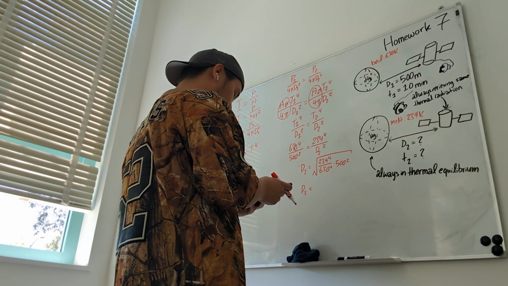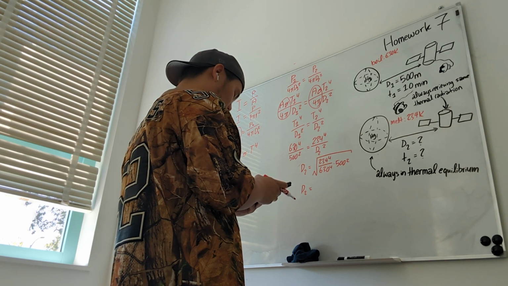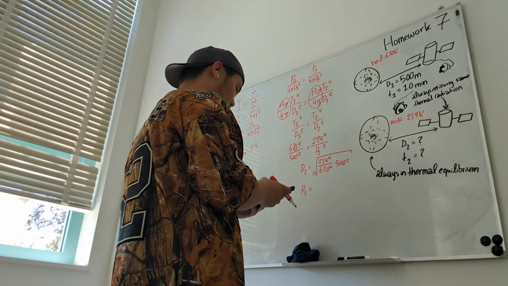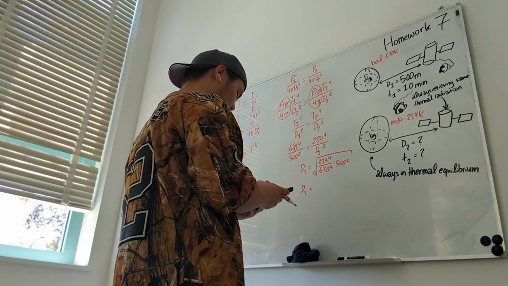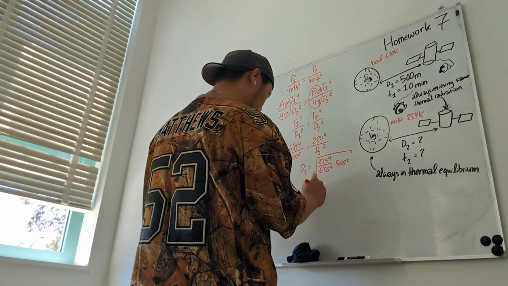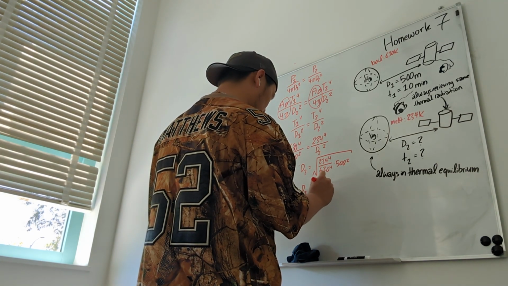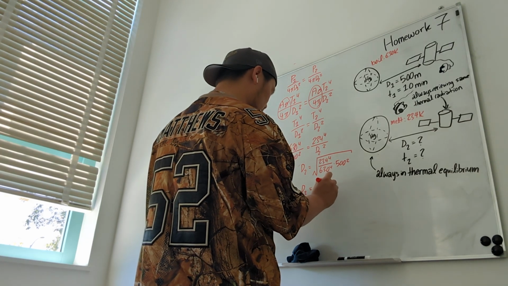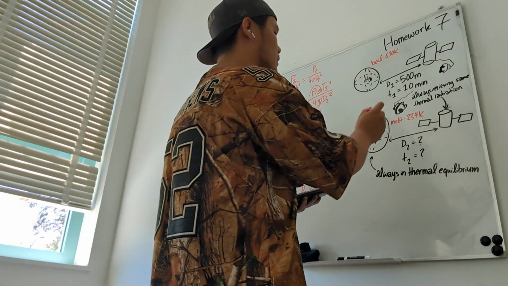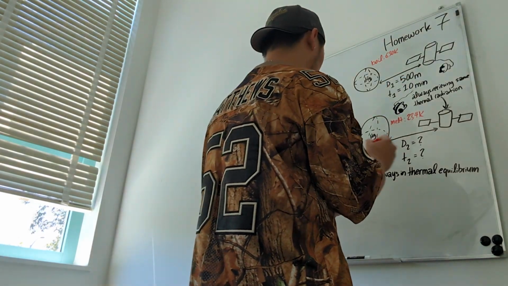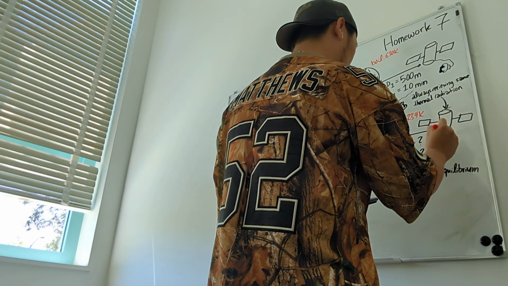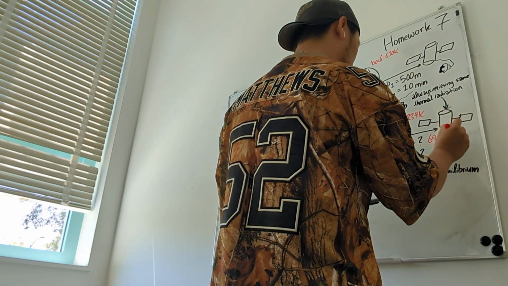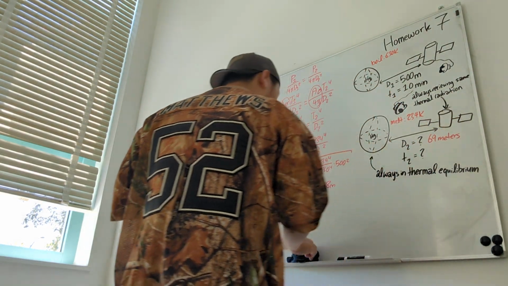234 to the fourth over 630 to the fourth times 500 squared. And that leaves us with 68.98 meters. Looking at our sig figs, our smallest is 2 sig figs, so that leaves us with 69 meters as our d2 value.